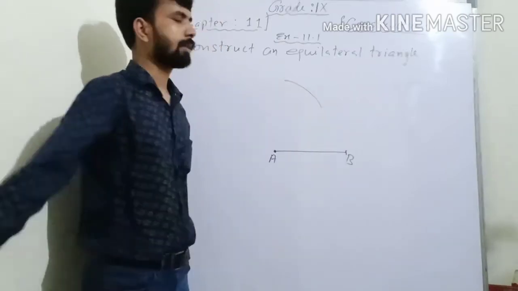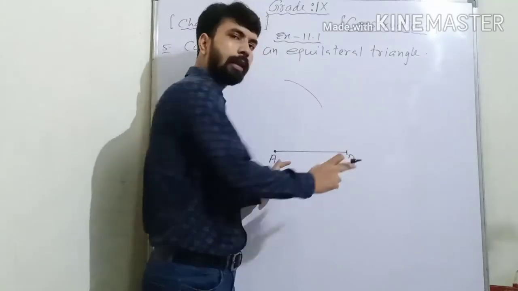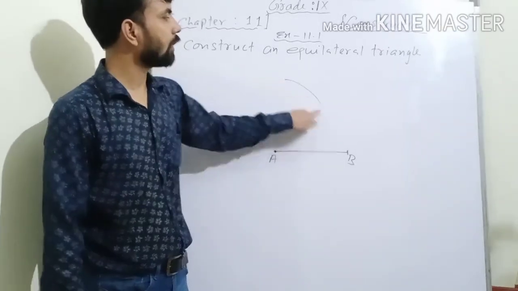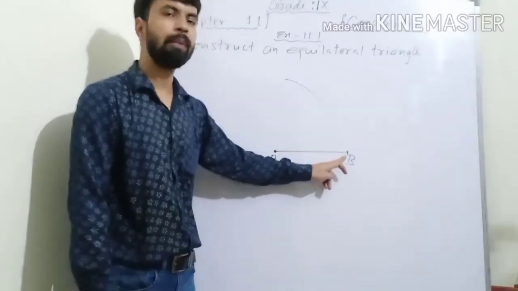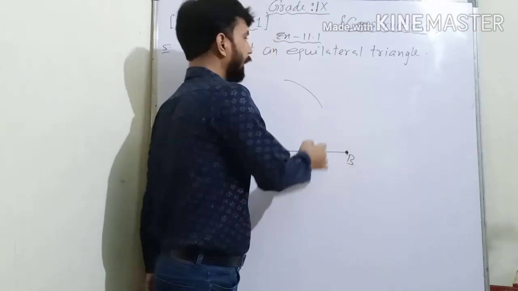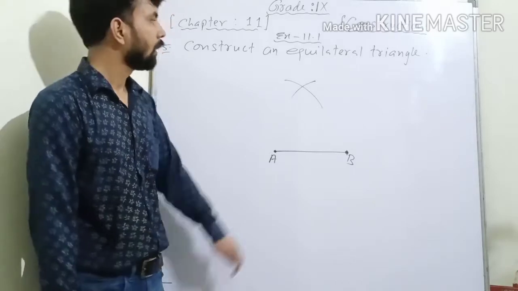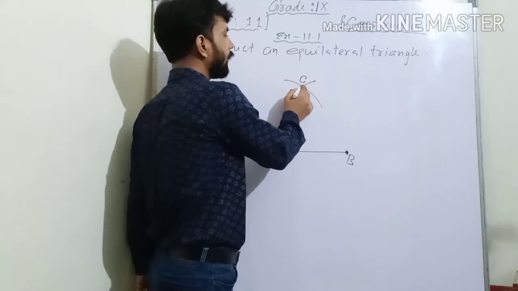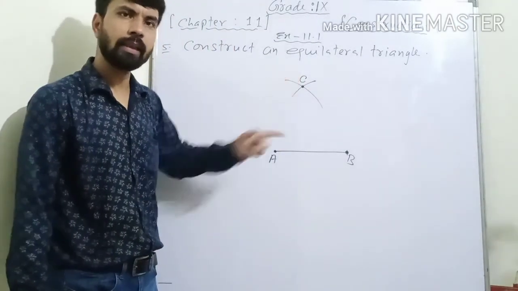Put your compass at A. Construct an arc like this. Now we will repeat the same process from B. Means we will have to keep our compass at B and construct another arc like this. Clear? Where these two arcs intersect each other, this point is known as C.